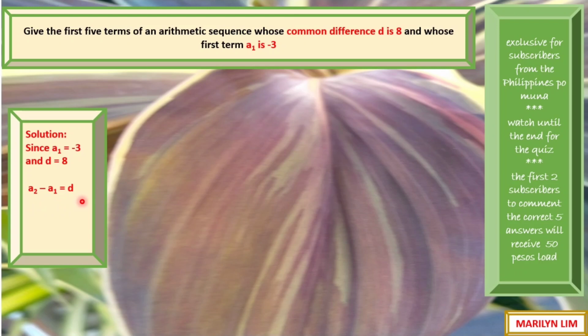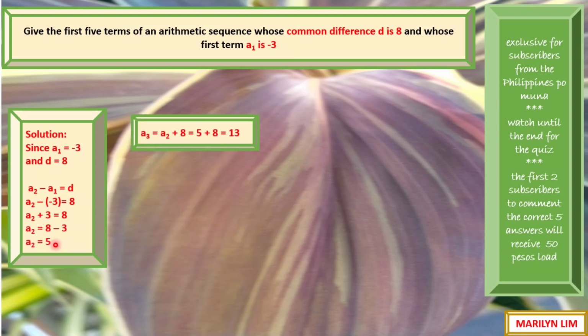So just subtract a sub 1 from a sub 2, and then substitute since we are given a sub 1 here. Your a sub 1 is negative 3 and your common difference is 8, and simplify. That will give you a sub 2 is equal to 8 minus 3, and a sub 2 is equal to 5. So we already have now a sub 1 and a sub 2.